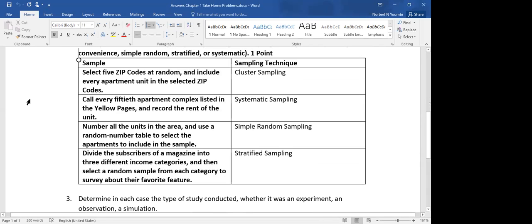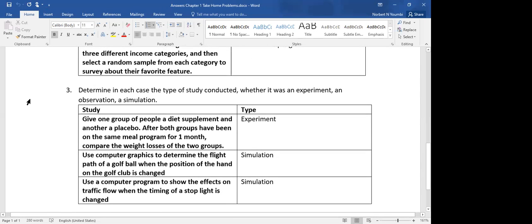When you select 5 zip codes at random and use all the members in each zip code, it is cluster. Every 50th apartment, that's systematic. Number all the units in the area and use a random number table, that is simple random sampling. Divide subscribers of a magazine into 3 different income categories, that's stratified sampling.